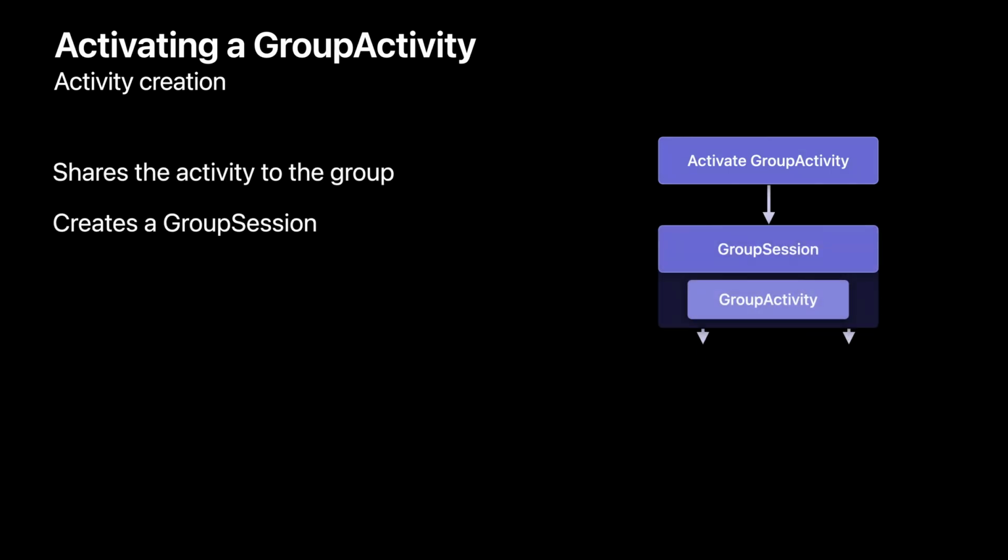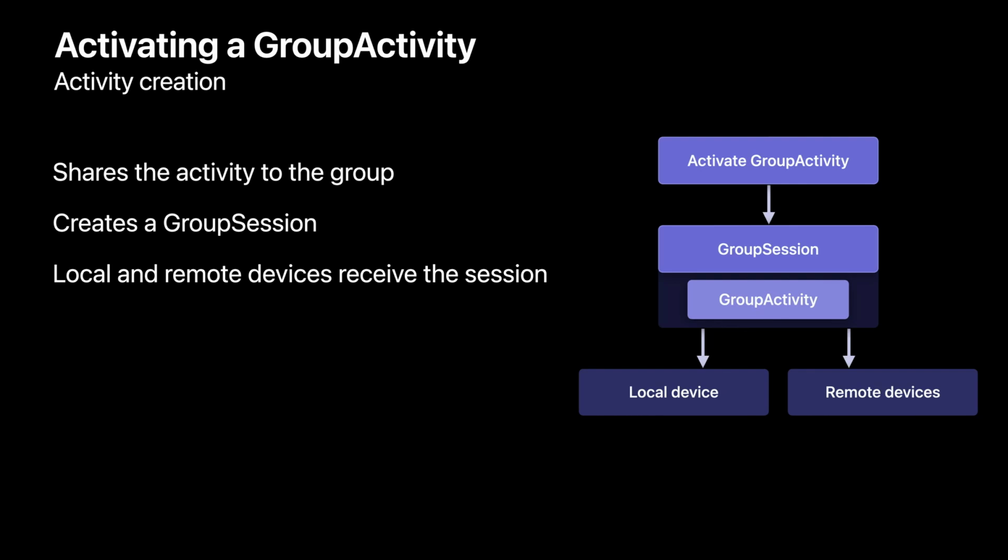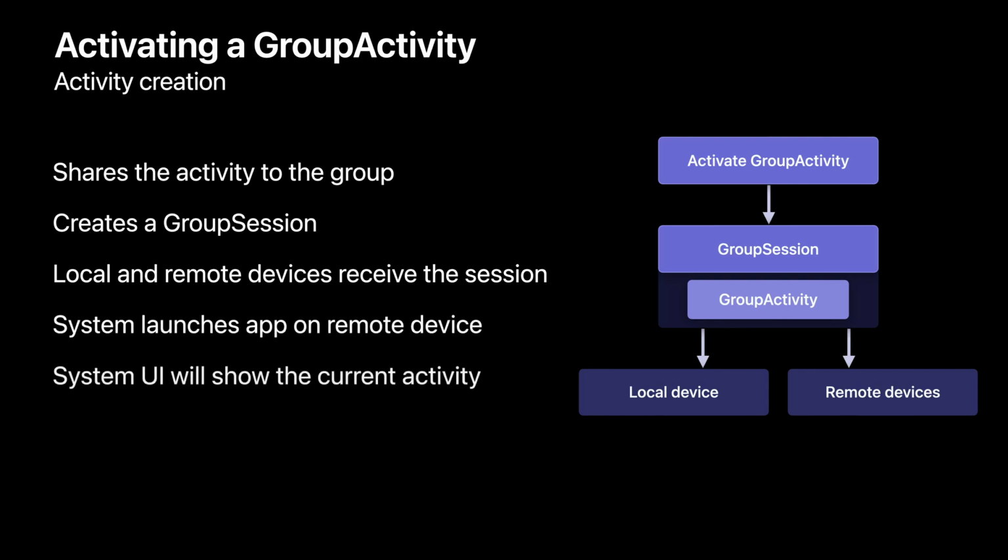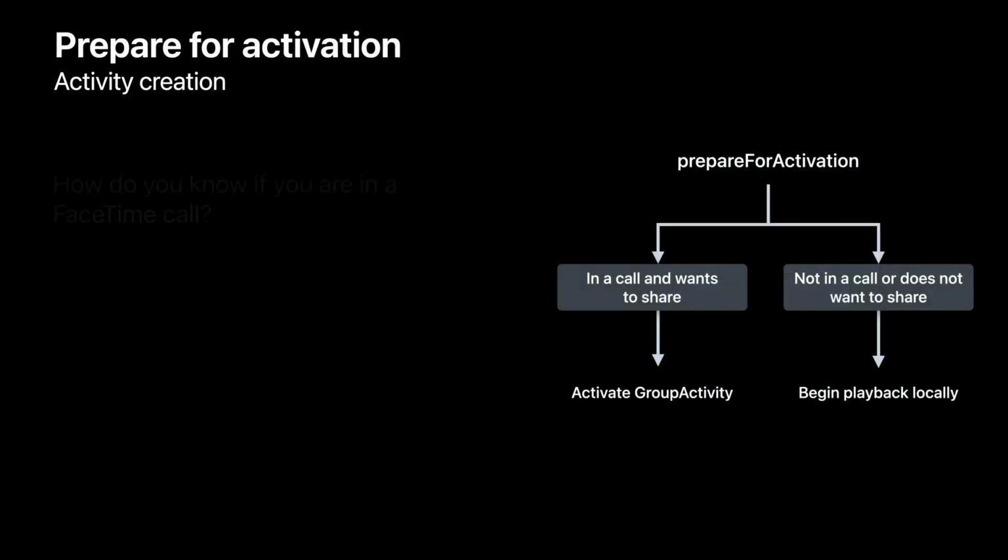So you've defined a group activity. Now you want to share it to the call by calling the activate method on your group activity. When you activate a group activity, the framework creates a group session object, which is delivered to both the local and remote devices. The system is in charge of launching the app, and System UI will show the activity metadata. But first, there's something we glossed over. How does your app know that you're in a FaceTime call?